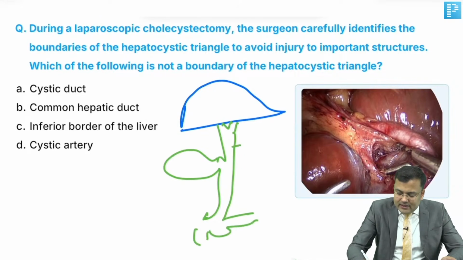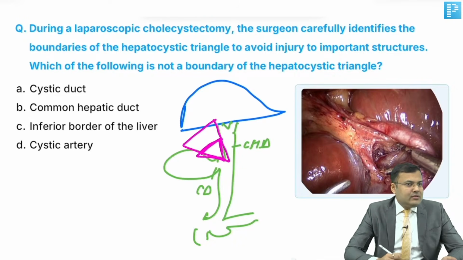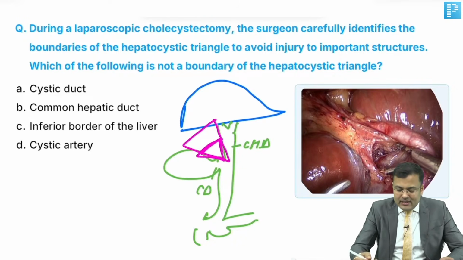You can see here, this is common hepatic duct. This is cystic duct. And here you can notice this is cystic artery. So this triangle is known as Calot's, and this bigger triangle is known as hepatocystic triangle. Okay, so let's see the question first.